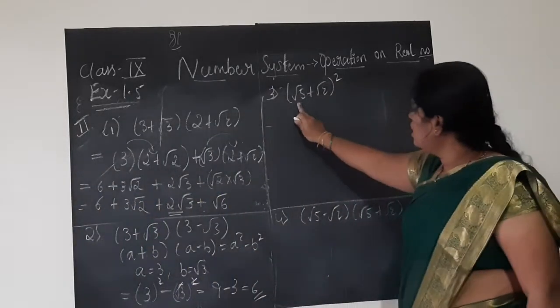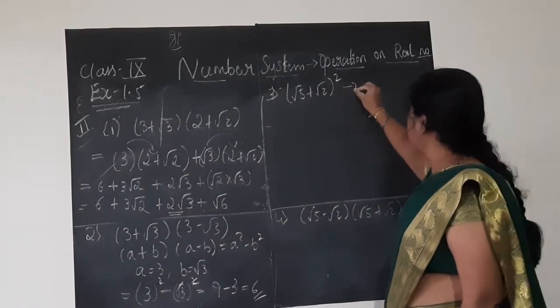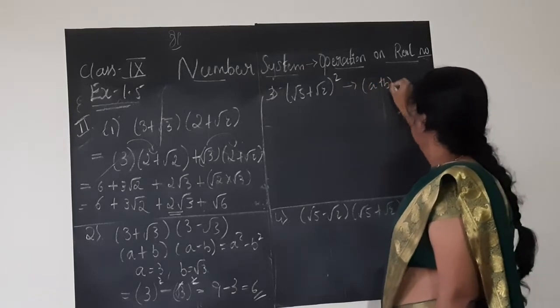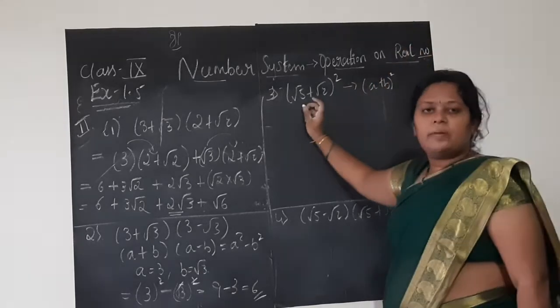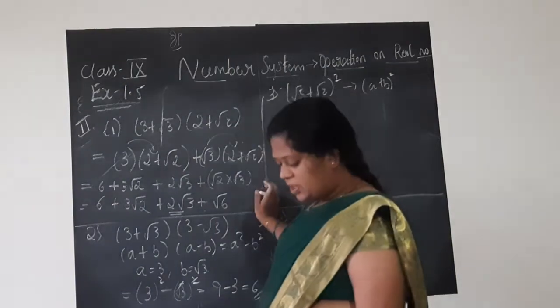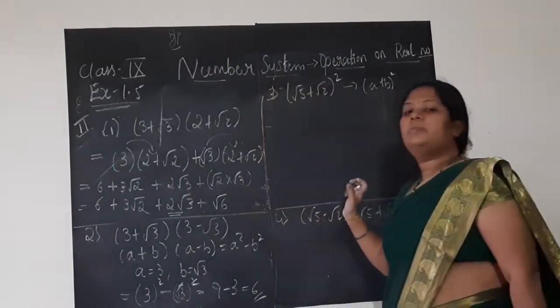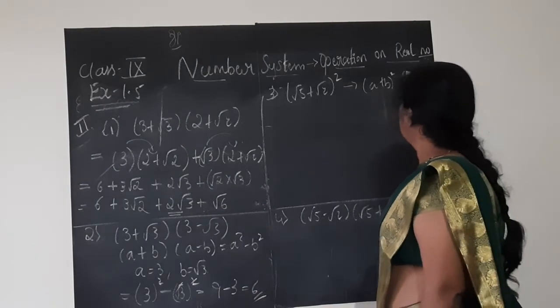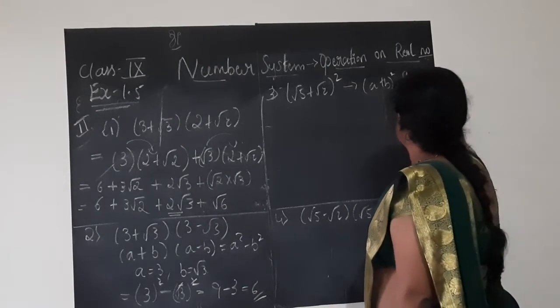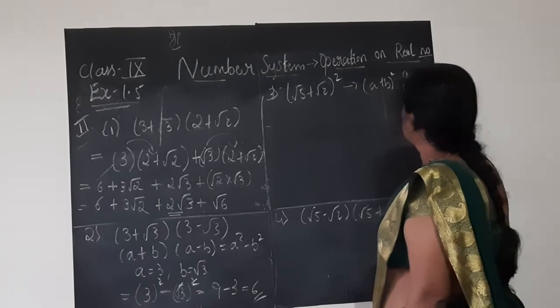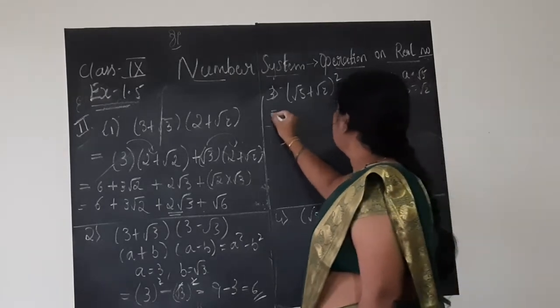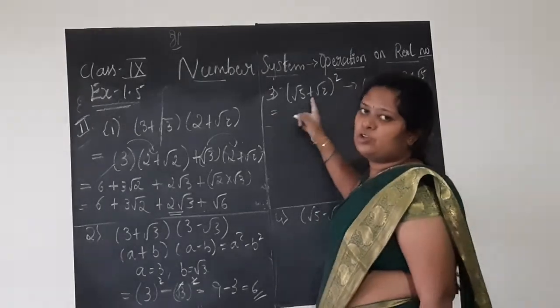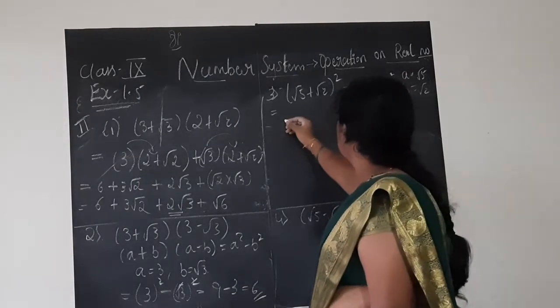Here you look, third question, root 5 plus root 2 whole square. Is it not in the form of a plus b whole square? So we should apply that identity of a plus b whole square, which is a square plus 2ab plus b square, where our value of a is square root 5 and b is square root 2. I am applying the identity a plus b whole square.